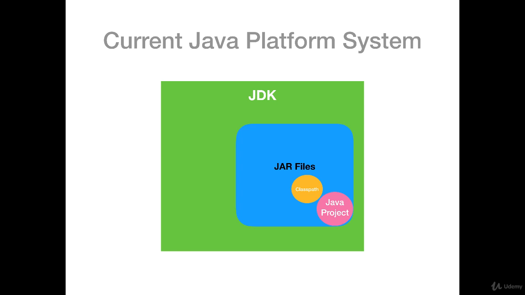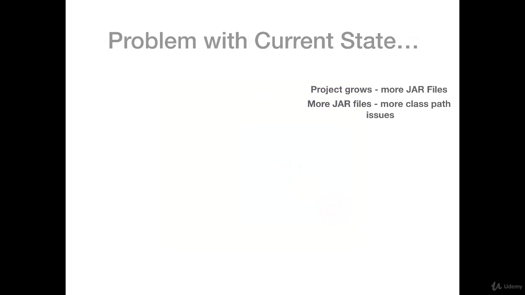A jar, which stands for Java Archive. So this is what we have currently. We have the JDK, Java Development Kit, and then we have jar files, and then we have the class path that connects the Java project and our jar files. Now, what is the problem with this? Well, the problem with this current state is the following.